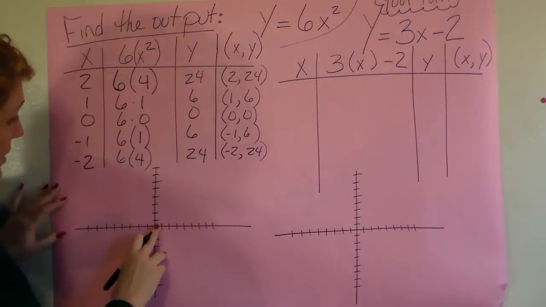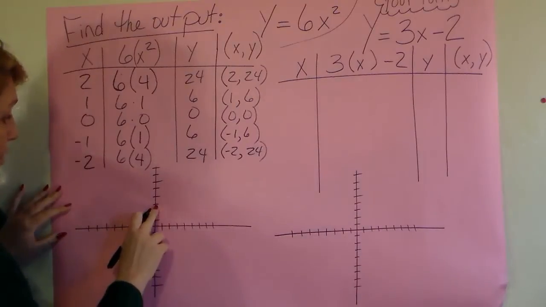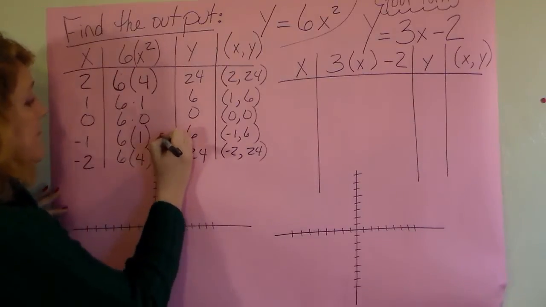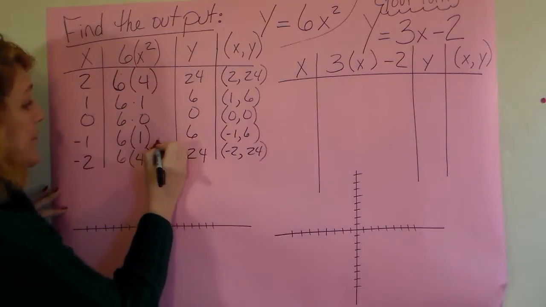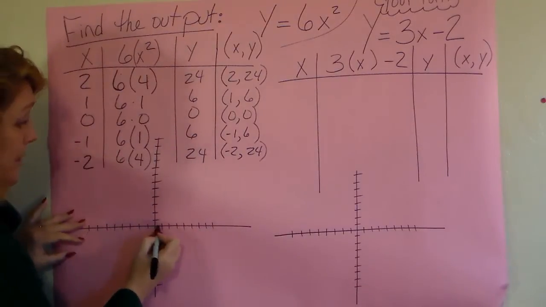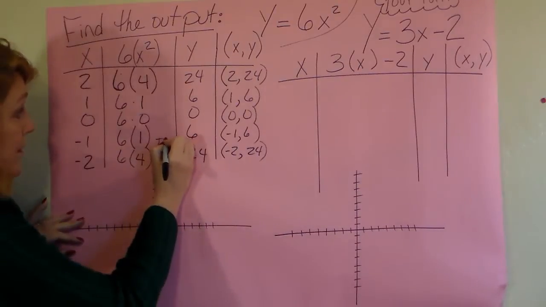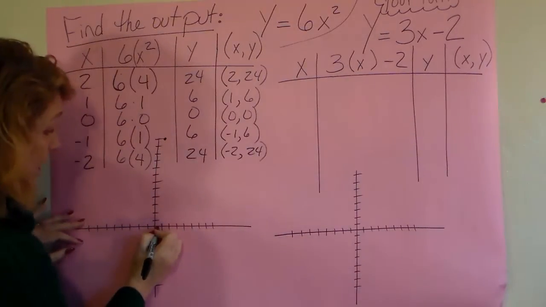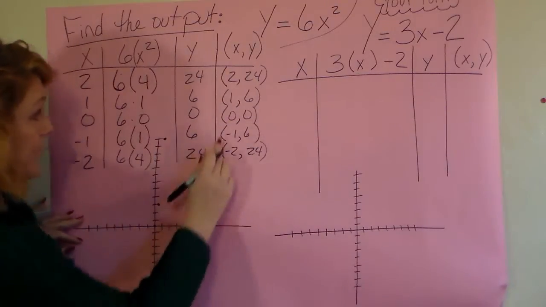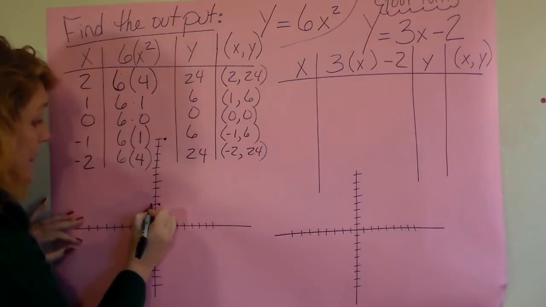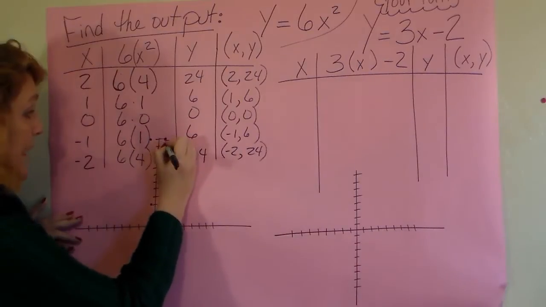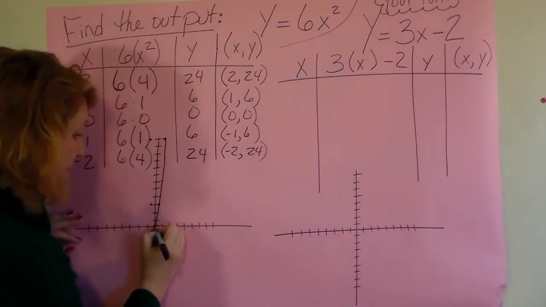Okay, I'm going to count by 2s on the y-axis: 2, 4, 6, 8, 10, 12, 14, 16, 18, 20, 22, 24. There we go. So each one of these is 2. My first point is 2, 24. My second one is 1, 6. My third one is 0, 0. My fourth one is -1, 6. And my fifth one is -2, 24. So it ends up looking like a V.